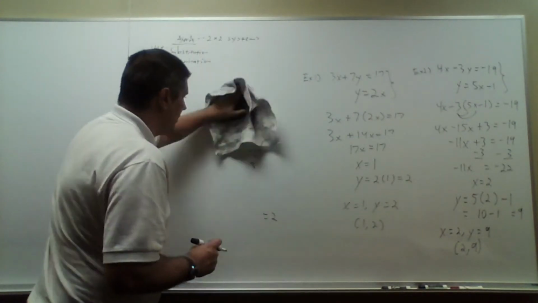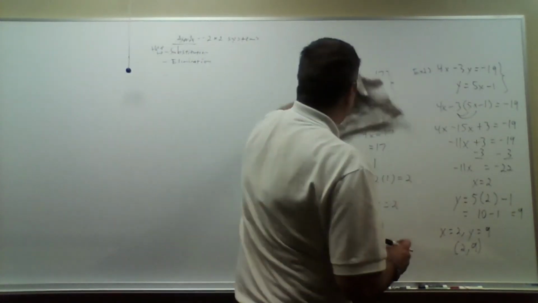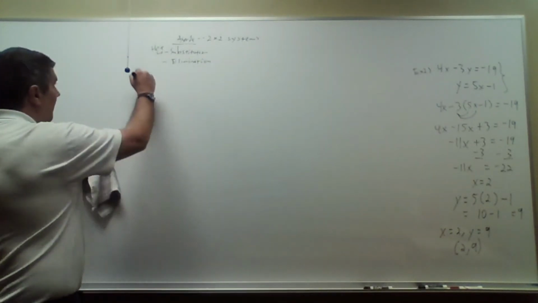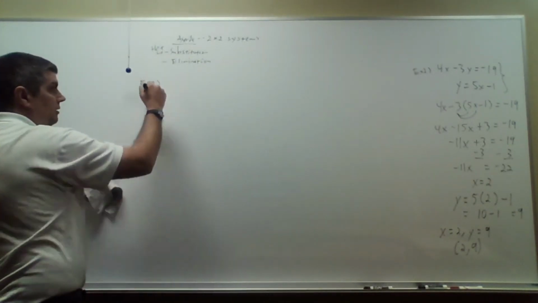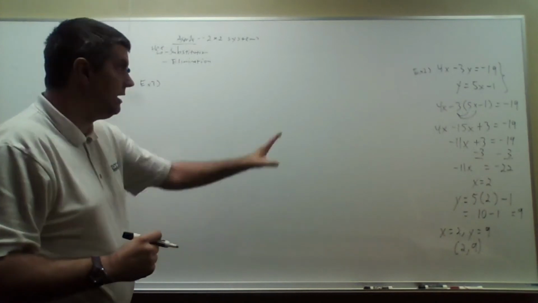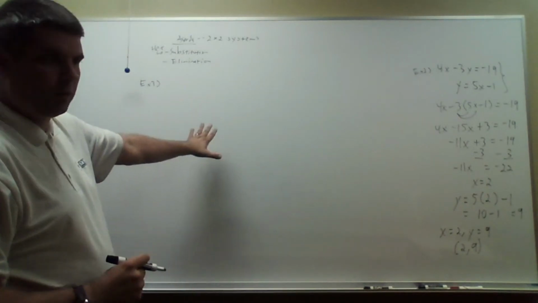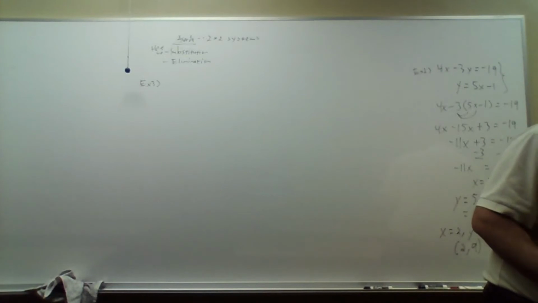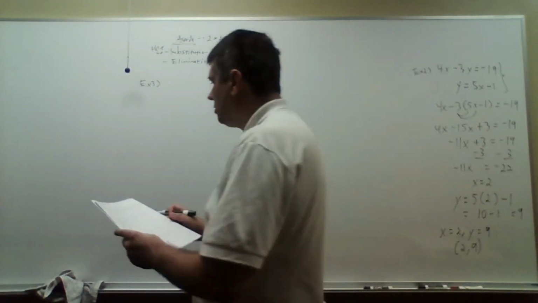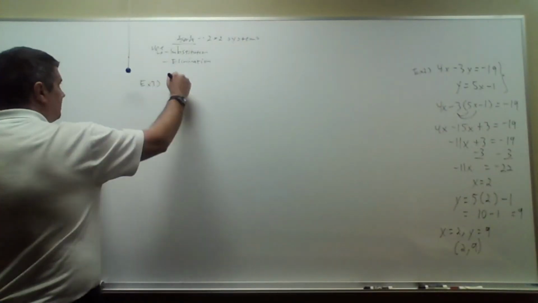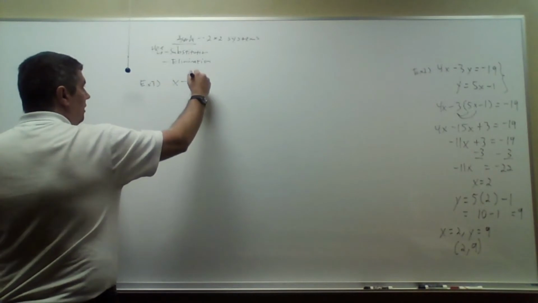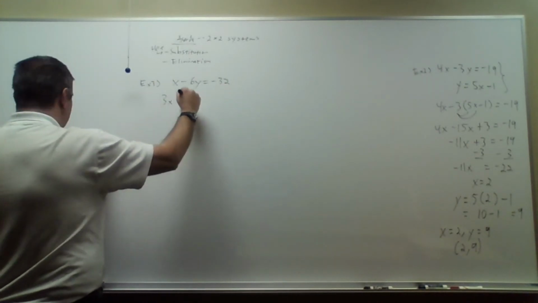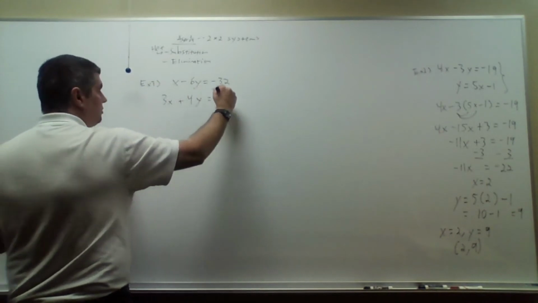Let me get examples 1 and 2 off the board. Example 3. I'm going to do example 3 over here for comparison purposes. We have x minus 6y equals negative 32, and 3x plus 4y equals 14.